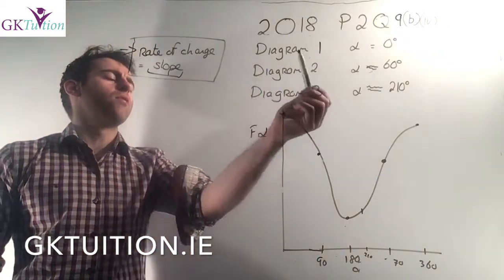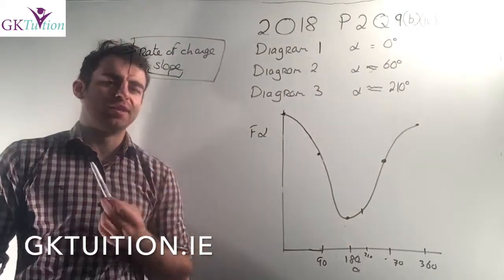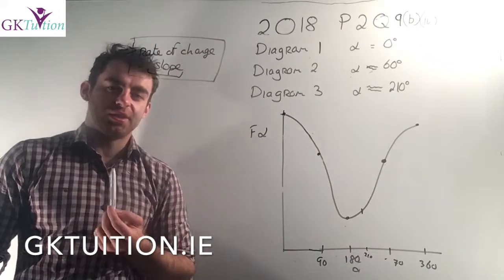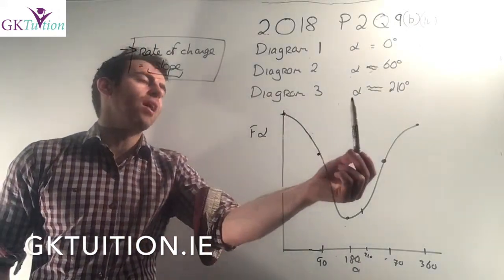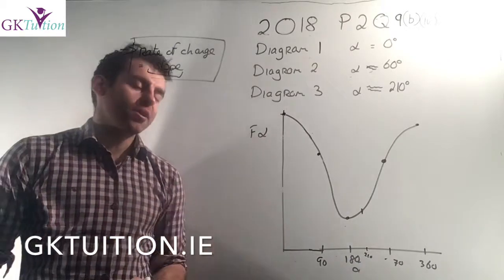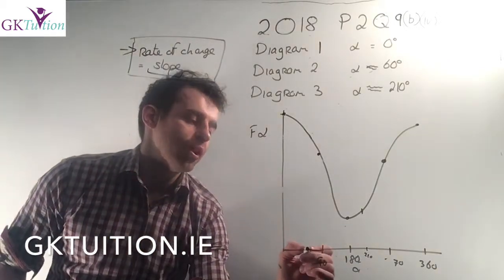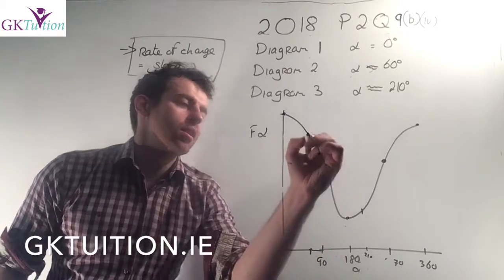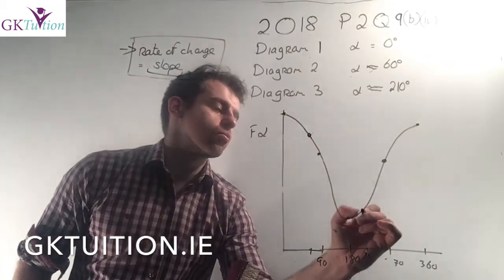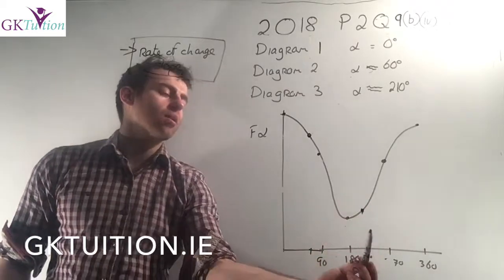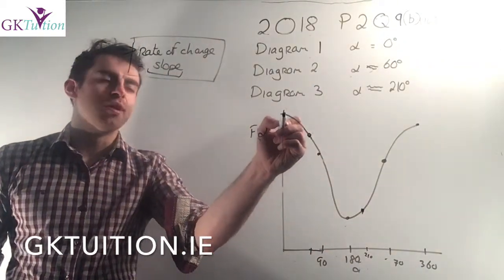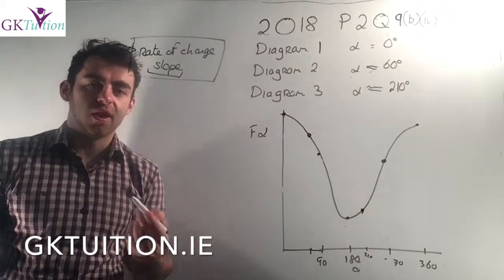I've roughly looked at it: for diagram 1, alpha is 0 degrees. For diagram 2, it looks to me like alpha is about 60 degrees. For diagram 3, alpha looks like it's about 210 degrees. So if we go back to our diagram in part B, part 3, roughly 60 degrees is roughly there. 210 degrees is roughly there, that'll be diagram 3. That's the point at diagram 2, and at diagram 1, I'm just starting off.